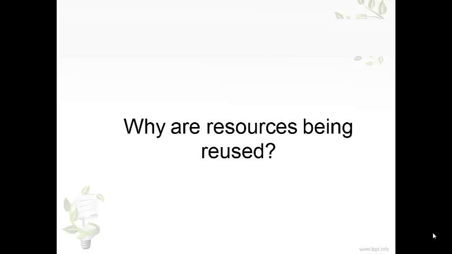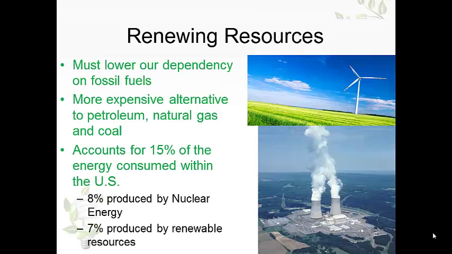Why are resources being reused? Well, you might guess we have to lower our dependency on fossil fuels, so we have to look for alternative or renewable resources. Unfortunately, though, some of these alternatives and renewable resources are more expensive than the use of petroleum, natural gas, and coal, hence our problem.